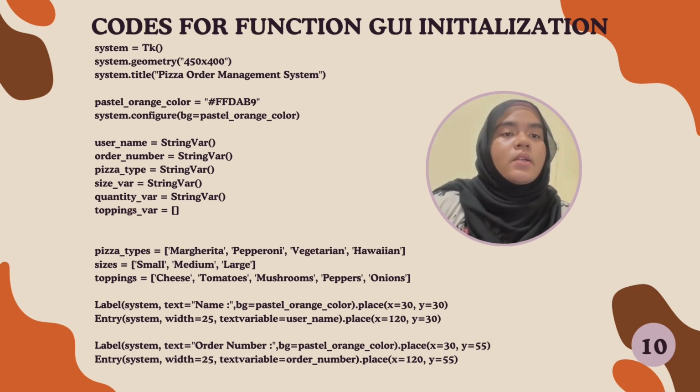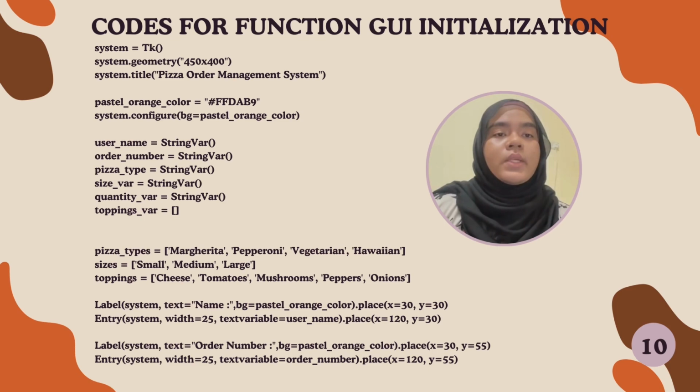Okay, next is pizza types: margherita, pepperoni, vegetarian, Hawaii. Size: small, medium, large. Toppings: cheese, tomatoes, mushroom, peppers and onion. So this list defines the options of pizza types, size and topping.